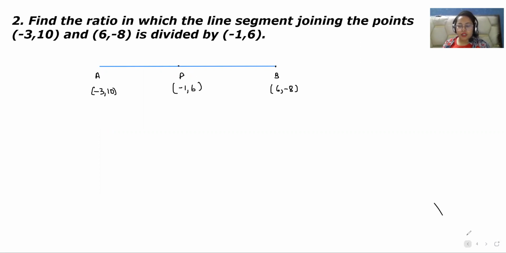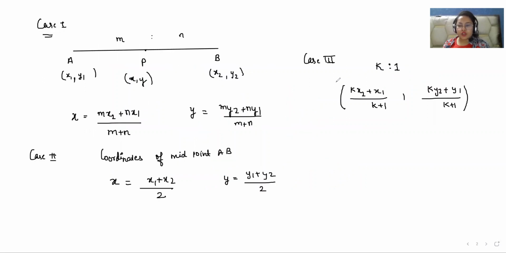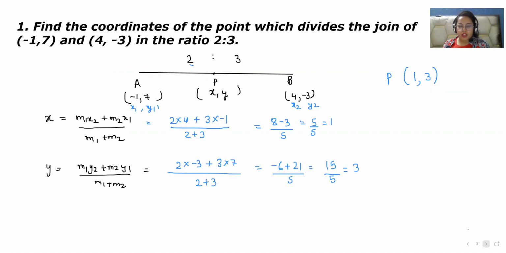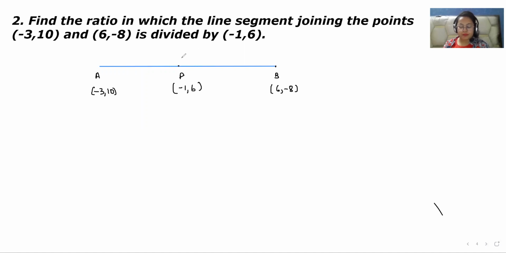So we already discussed this. If the ratio is not given, that is case 3, you have to take the ratio as k ratio 1. So we'll take our ratio as k ratio 1. Now, first, we find the ratio with the help of our formula. So first we find x. x is m2 x1 plus m1 x2 upon m1 plus m2.